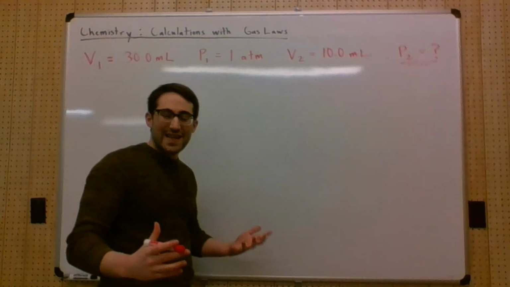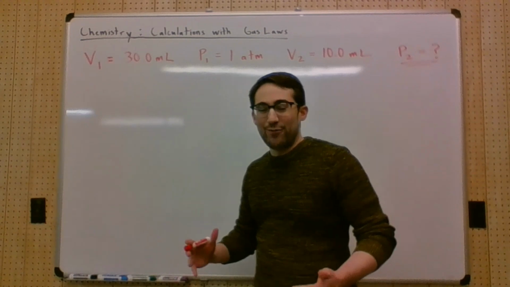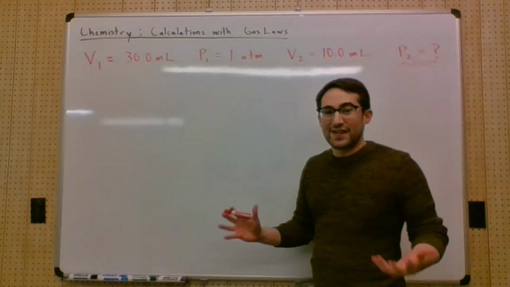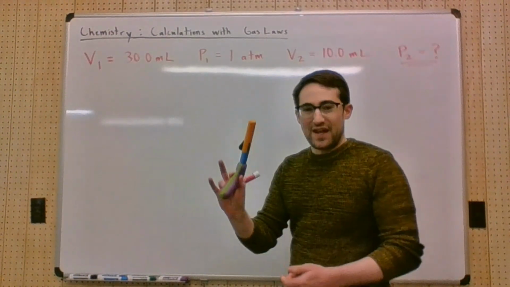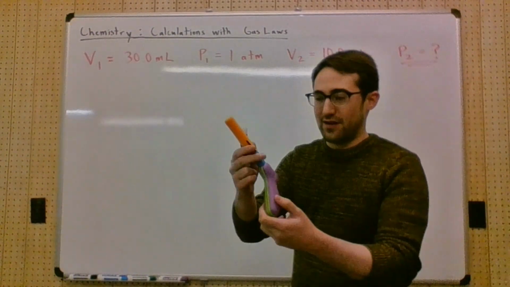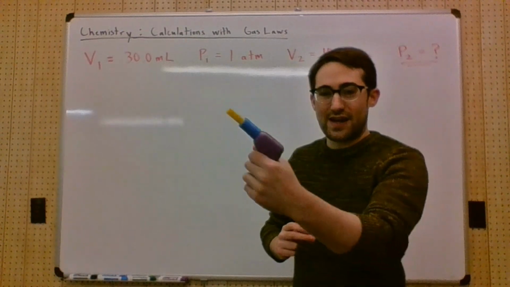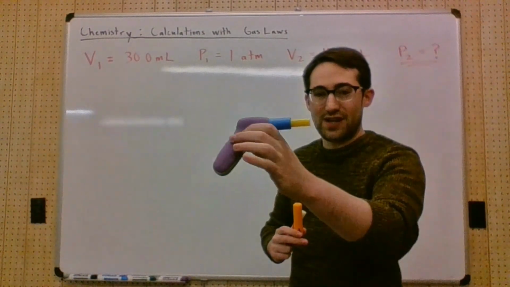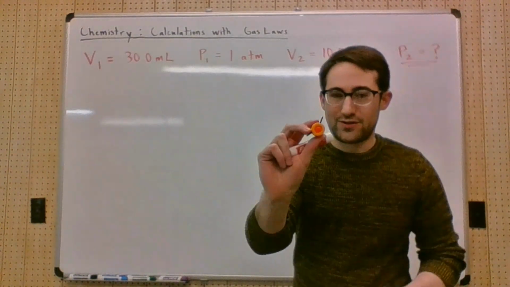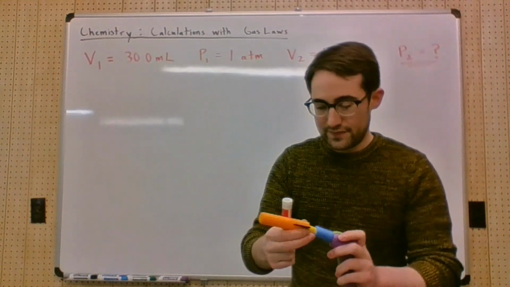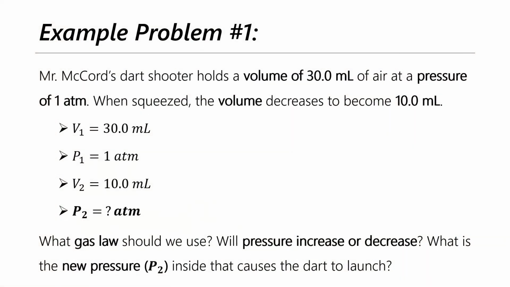All right, let's do an example of how we can actually calculate one of these properties. So the example that I have here is I have this little dart shooter, right? That's real simple. It's just filled with air, right? And as I squeeze this, I am changing the volume that the air is in, right? There's also room for air inside the dart, right? With the apparatus together, I've got about a volume of 30 milliliters of air inside this dart shooter, all right?